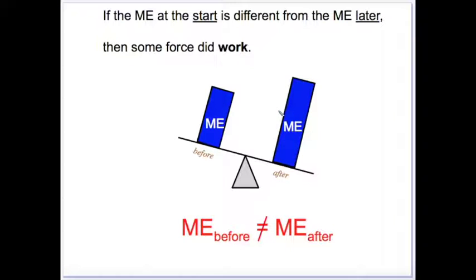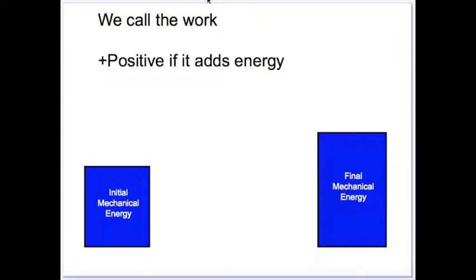Again, if the mechanical energy at the start, like this one before, is different from the mechanical energy later, after, see how they're different? The balance is all out of whack, they're not balanced anymore, then some force did work. So the mechanical energy before and after, if they're not the same, then something did work. We call the work positive if it adds energy.